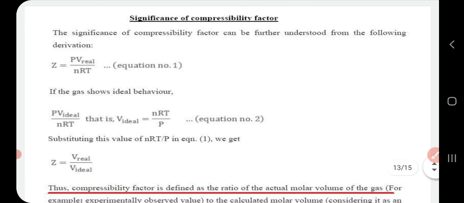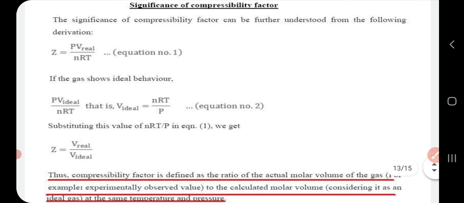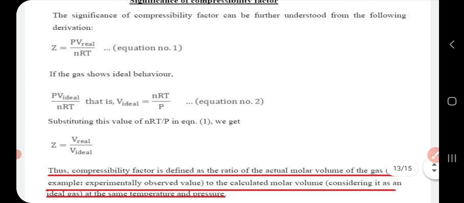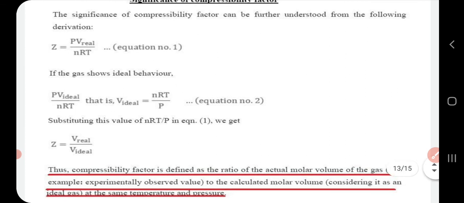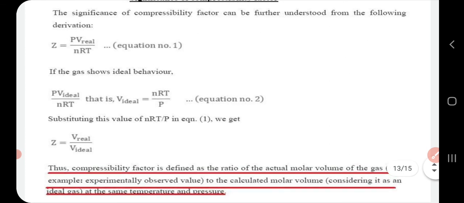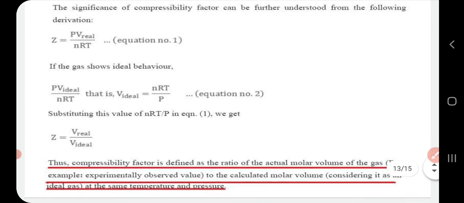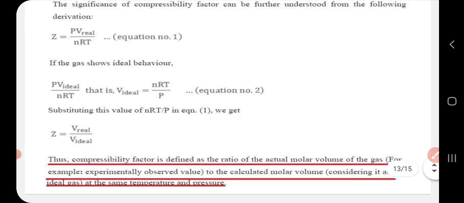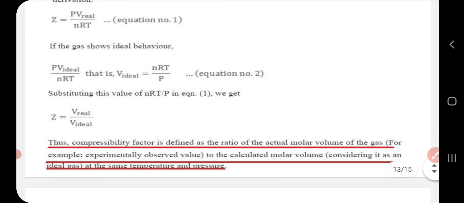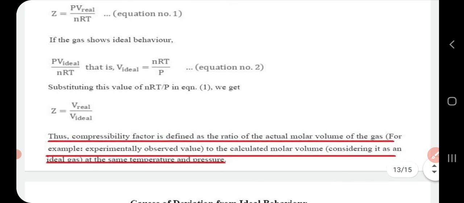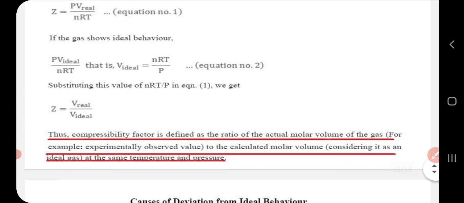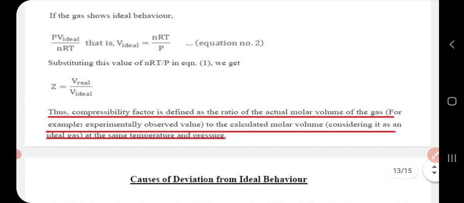Now, let us see the significance of this compressibility factor Z. Z can be written as PV real by nRT. If the gas shows ideal behavior, then from that V ideal will be equal to nRT by P, that is equation 2. Substituting this value of nRT by P in equation 1, what we get is Z equal to V real by V ideal, which is already told. So compressibility factor is defined as the ratio of actual molar volume of gas to calculated molar volume. So this definition is important that you have to study.